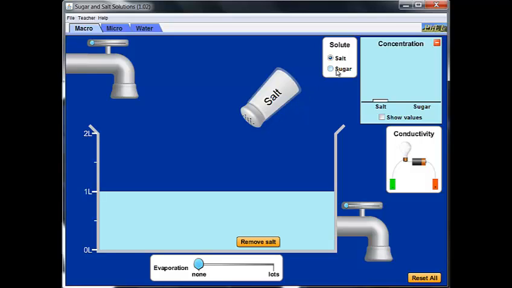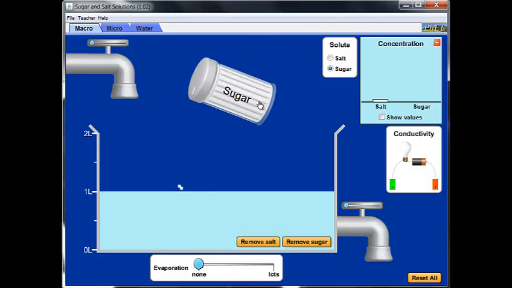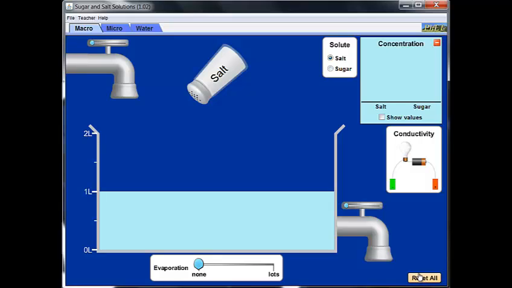Let's select the sugar and add some of it to the liquid. Again, notice how there are no visible changes to the water. Based upon what we can see at this level, both sugar and salt seem to have the same physical properties when mixed with water.